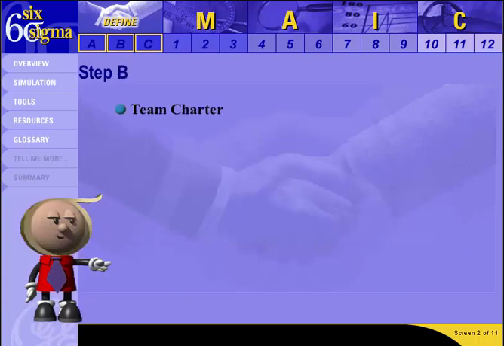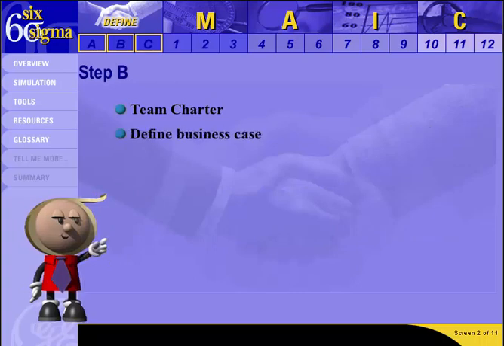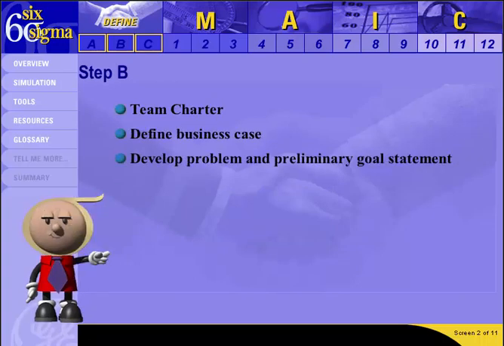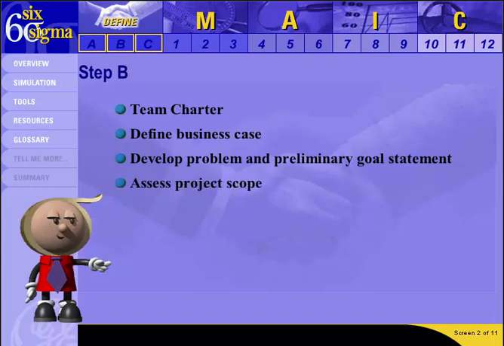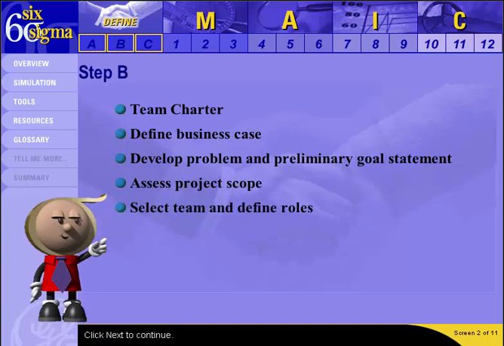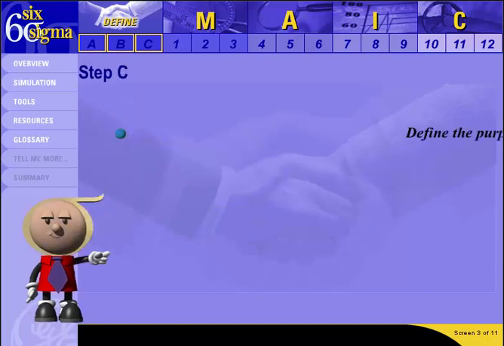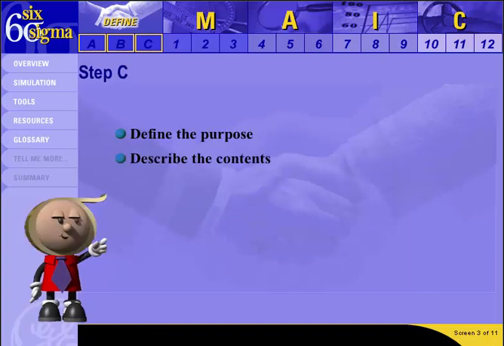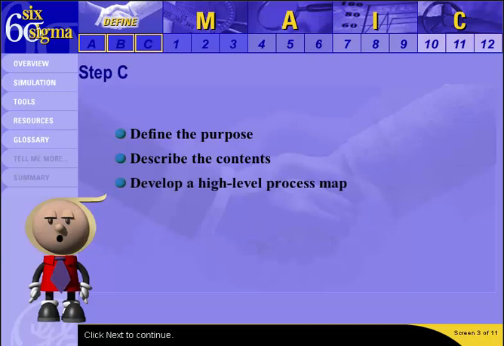In Step B of Define, you learned about a team charter. Defining the business case, developing a problem and goal statement, assessing the project scope, and selecting the team and defining each member's roles are components of developing a team charter. In Step C of Define, you defined the purpose, described the contents, and finally developed a high-level process map.